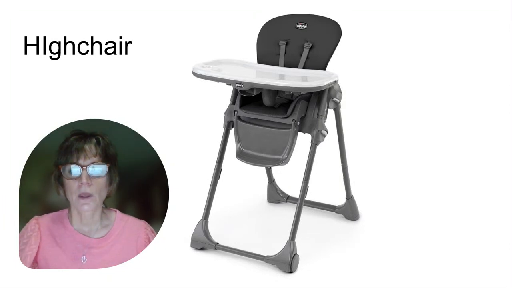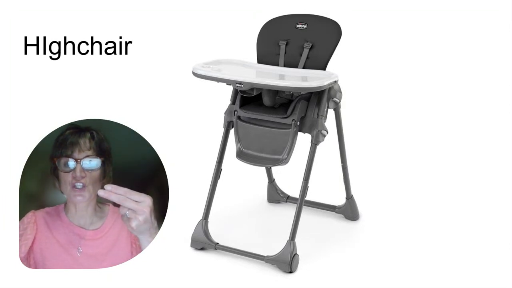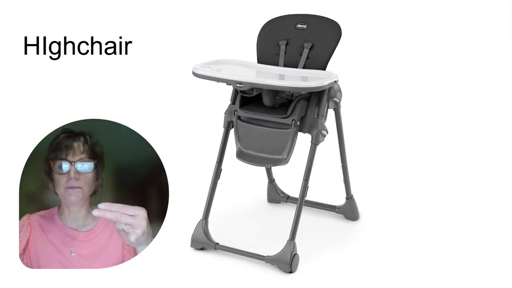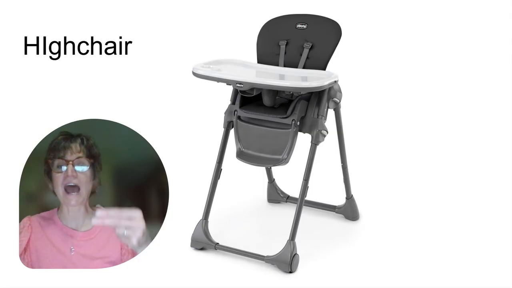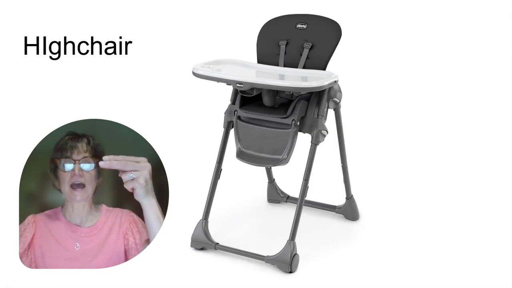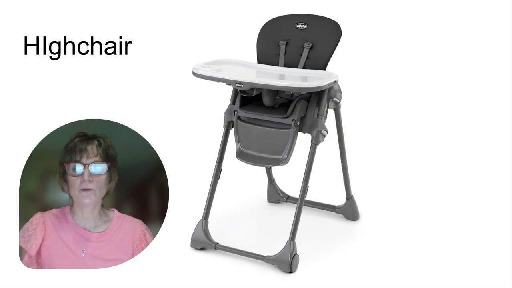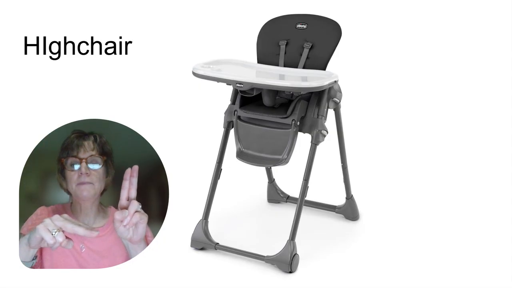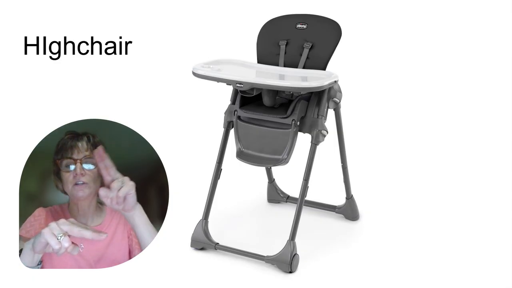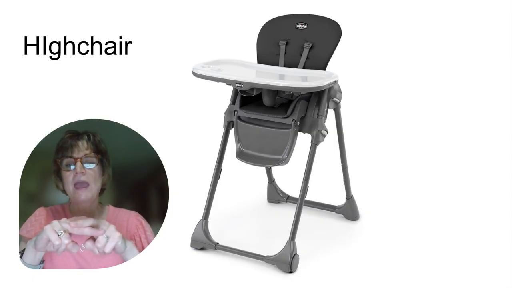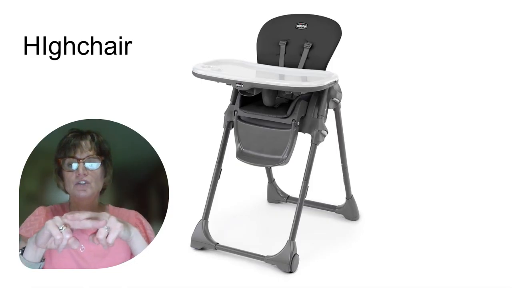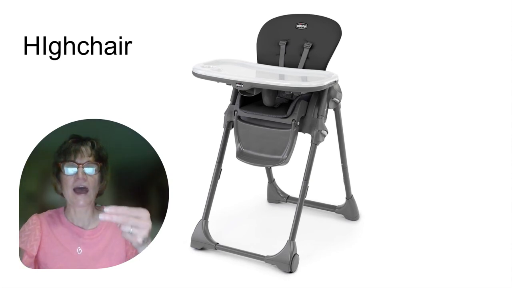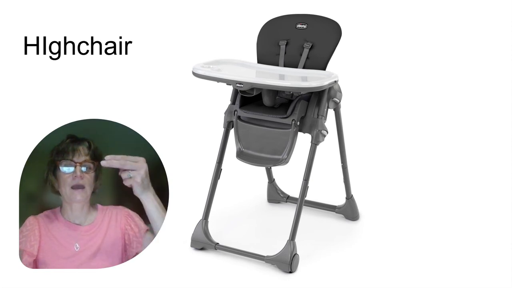High chair. You're going to make an H hand shape with your dominant hand, and you're going to bring it up from the top. That's the sign for high. Chair, you're going to make two U hand shapes. Your non-dominant hand is going to be down, and your dominant hand is going to go on the top. You do it twice. So we would say high chair.